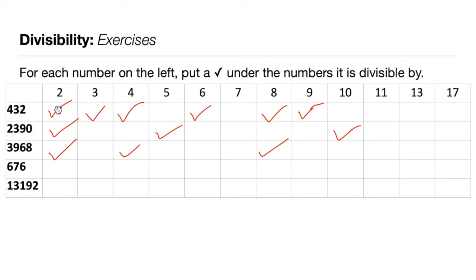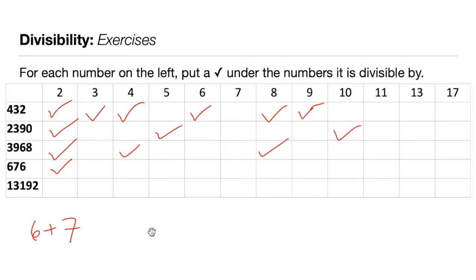Let's continue with number 4. We have 676. So is it divisible by 2? Yes, it is divisible by 2. Is it divisible by 3? So we have 6 plus 7 plus 6. So we have 6 plus 6 is 12. 12 plus 7 is 19. So no, it's not divisible by 3.